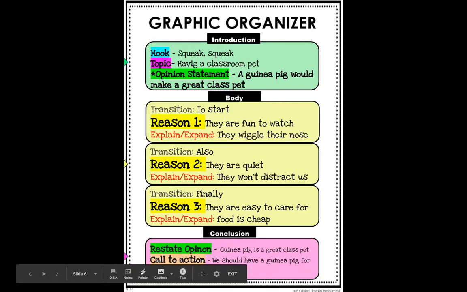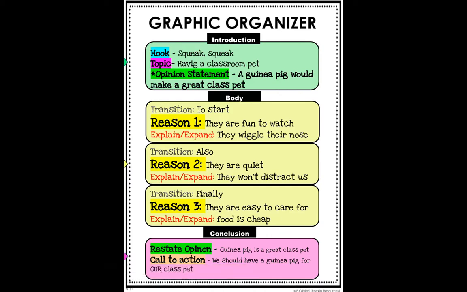And this author said, well, to restate the opinion, guinea pig is a great pet. And their call to action is, we should have a guinea pig for our class pet. So that's telling the teacher and the reader what this author wants you to know or do.